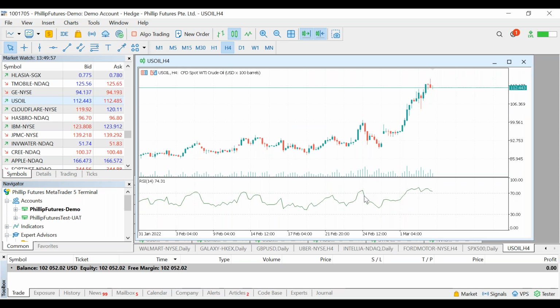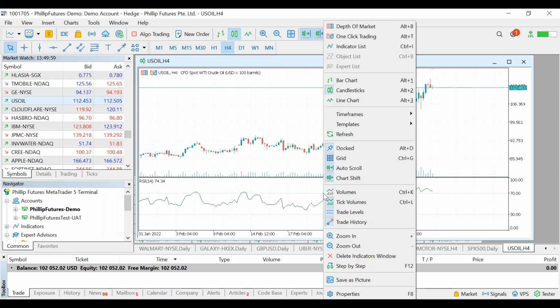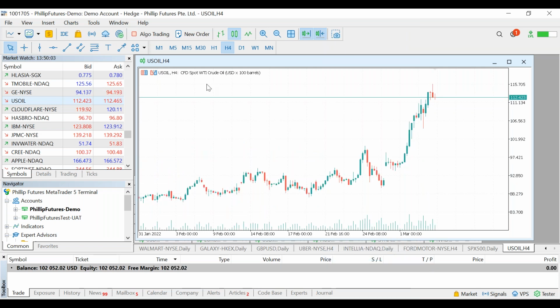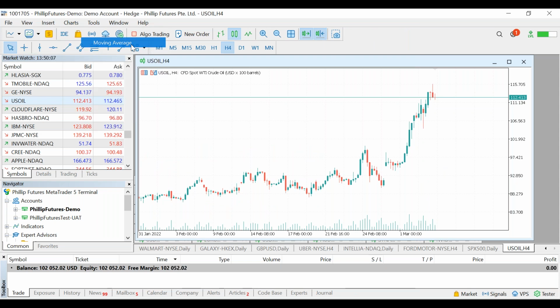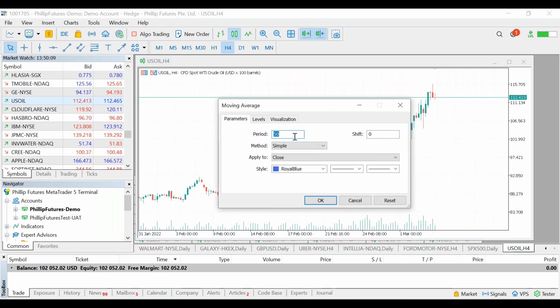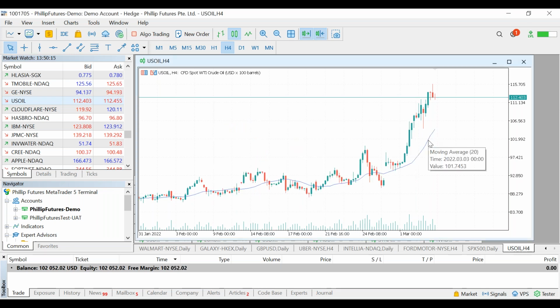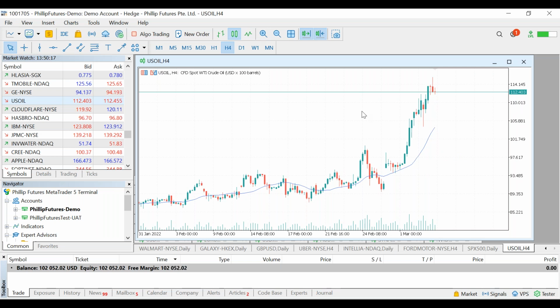If you want to delete this from your chart, you just right click and delete indicators window. If you want to insert more things like the moving average, you can also find the 50, the 20, whichever period that you like, you can just key in here. So that is how you pull out the tools for your technical analysis.